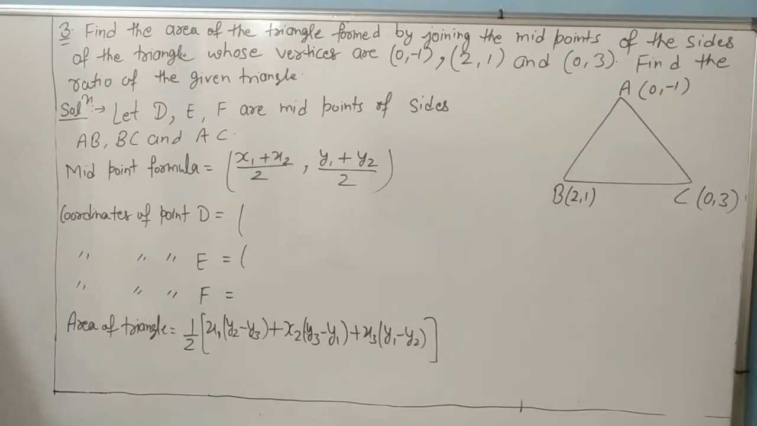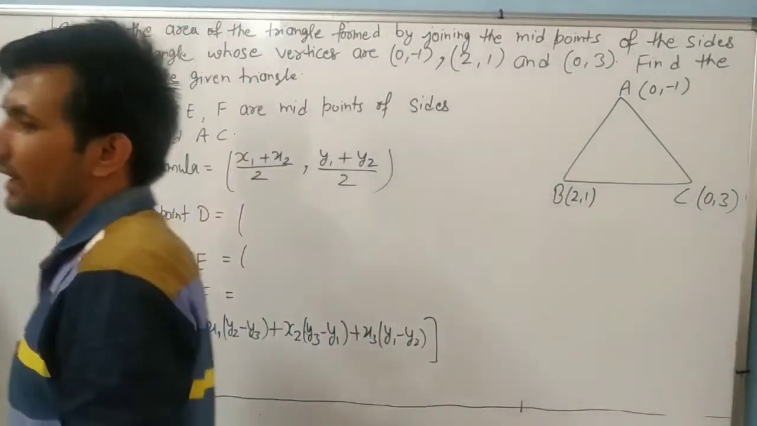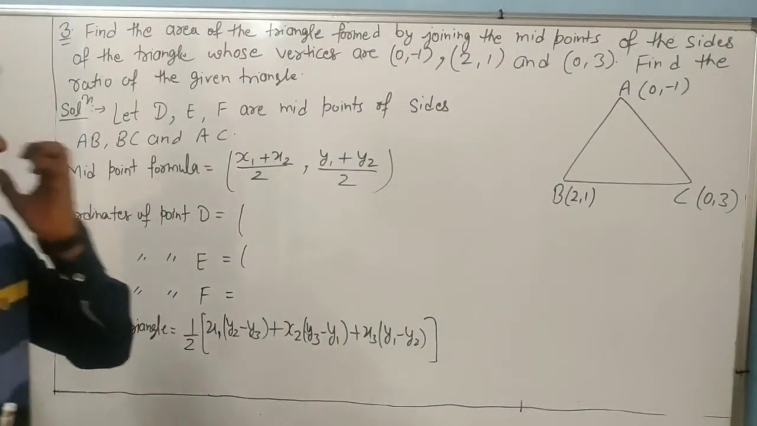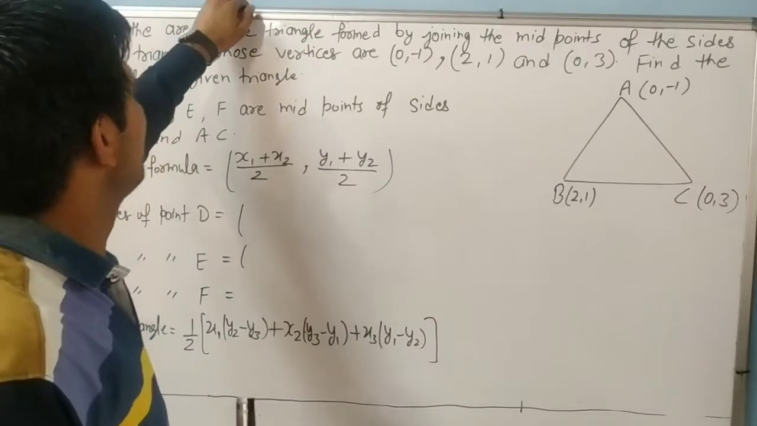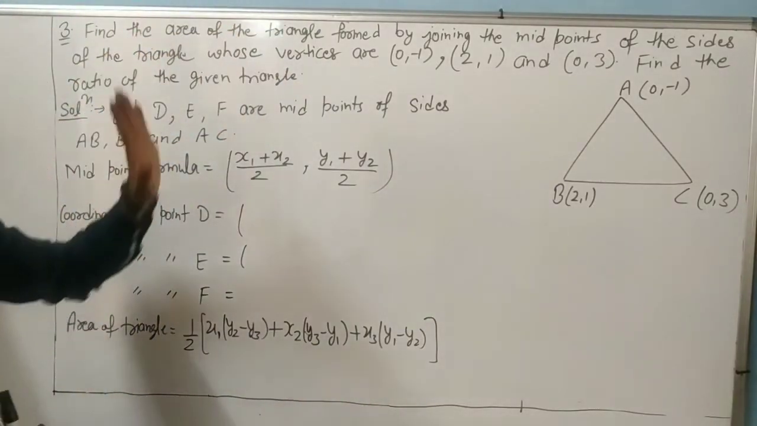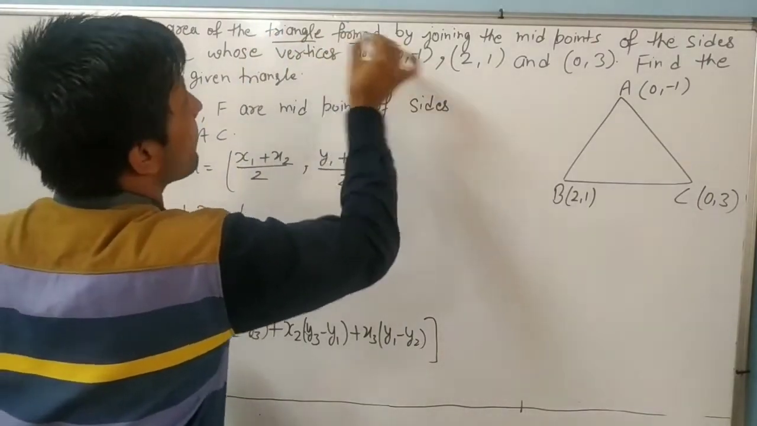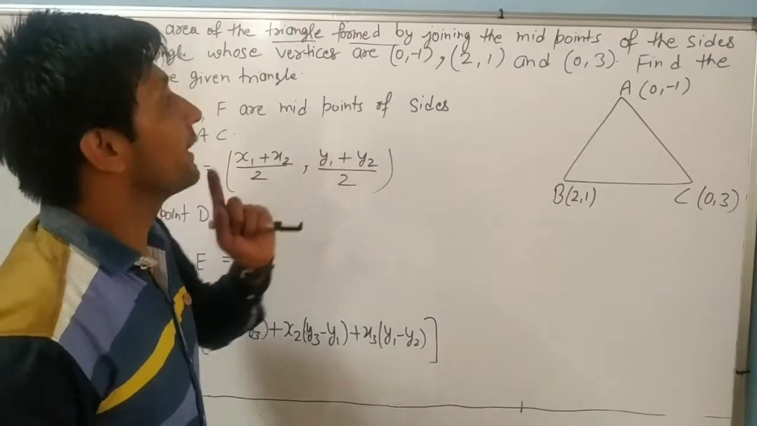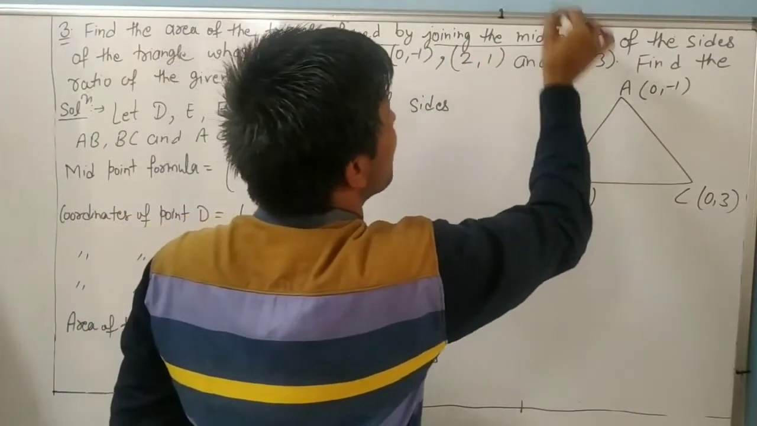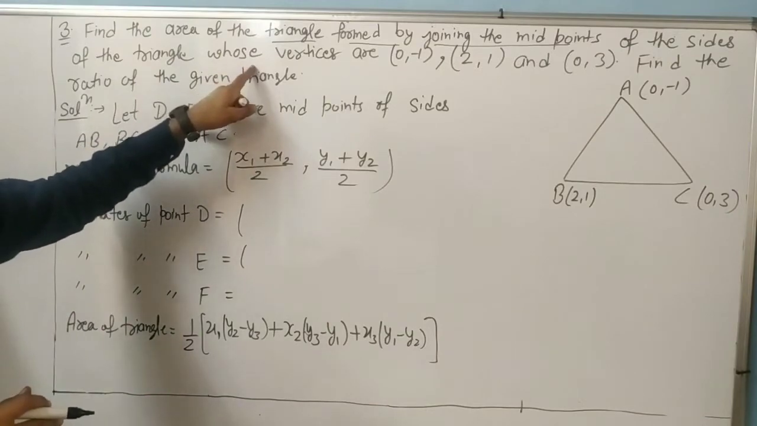Now dear, look at question number 3. It is a very easy question, only some extra terms are given. What is given? Find the area of a triangle. We have to find the area of the triangle formed by joining the midpoints of the sides of the triangle.